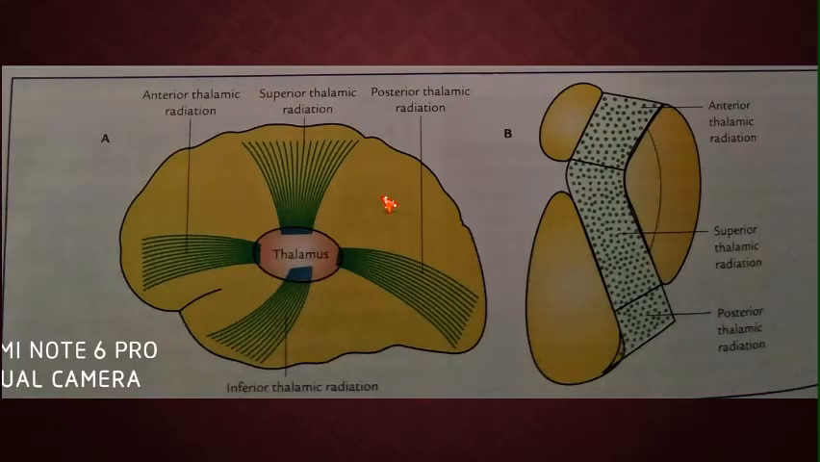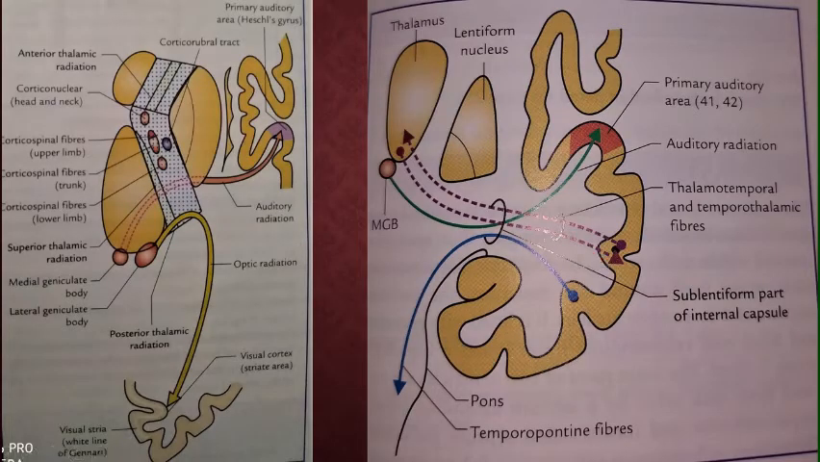Coming to the sensory fibers, they are mostly thalamocortical fibers. Let me show you these thalamocortical fibers, which radiate from the thalamus and reach the cortex. From thalamus to the cortex, they pass through the internal capsule. They radiate from the thalamus in different directions to reach widespread areas of the cerebral cortex and constitute most of the thalamic radiation.